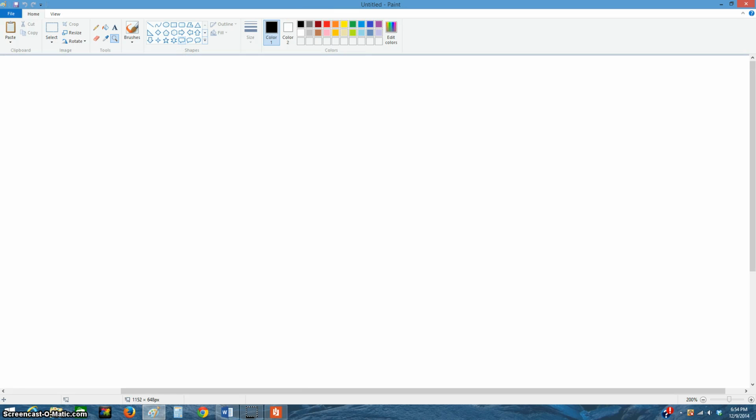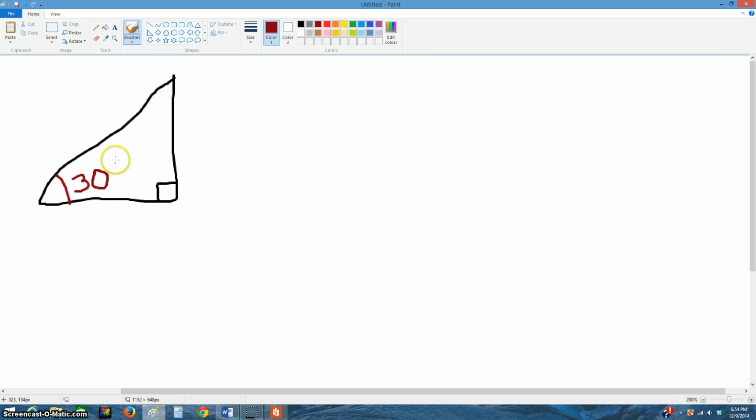Okay, so let me go ahead and draw the right triangle that we have. And again, it may be crooked. This is Paint, not too good of a program. So we have our angle, which is 30 degrees. Okay, and it says identify the ratio A over B.